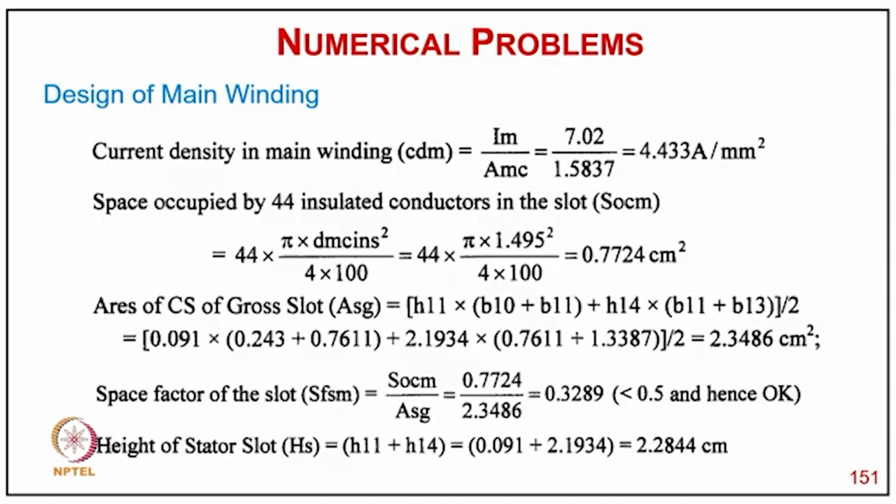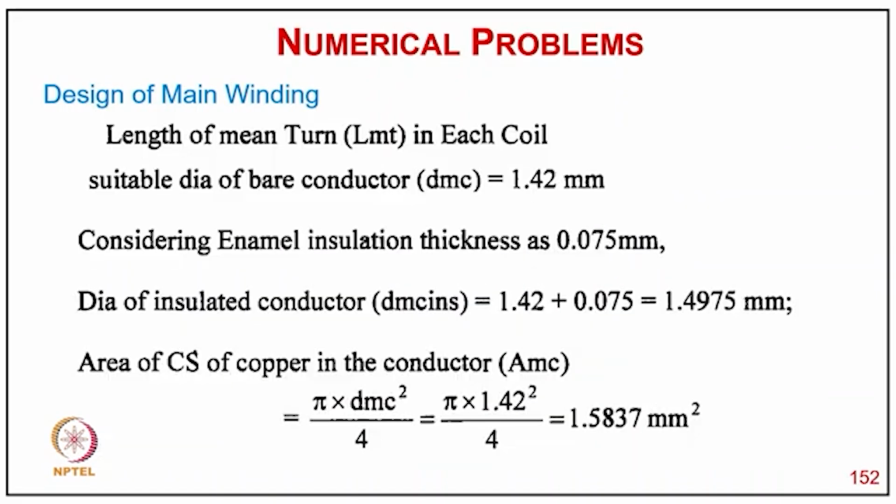Now the current density in the main winding is Im upon mc, so it comes to 4.43433 ampere per millimeter square. The space occupied by 44 insulated conductors in the slot, putting values, comes to 0.7724 centimeter square, and the area of cross section of the slot, putting all the dimensions, comes to 2.3486 centimeter square. The space factor for the slot, putting values, comes to 0.389, and the height of the stator yoke, putting values, comes to 2.2844 centimeter, and the length of the main turn is calculated.